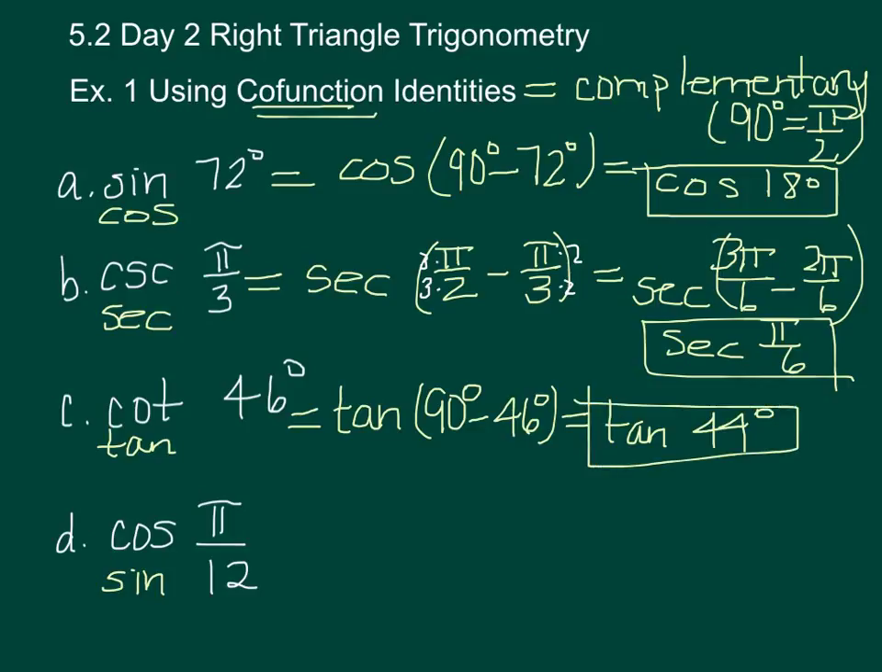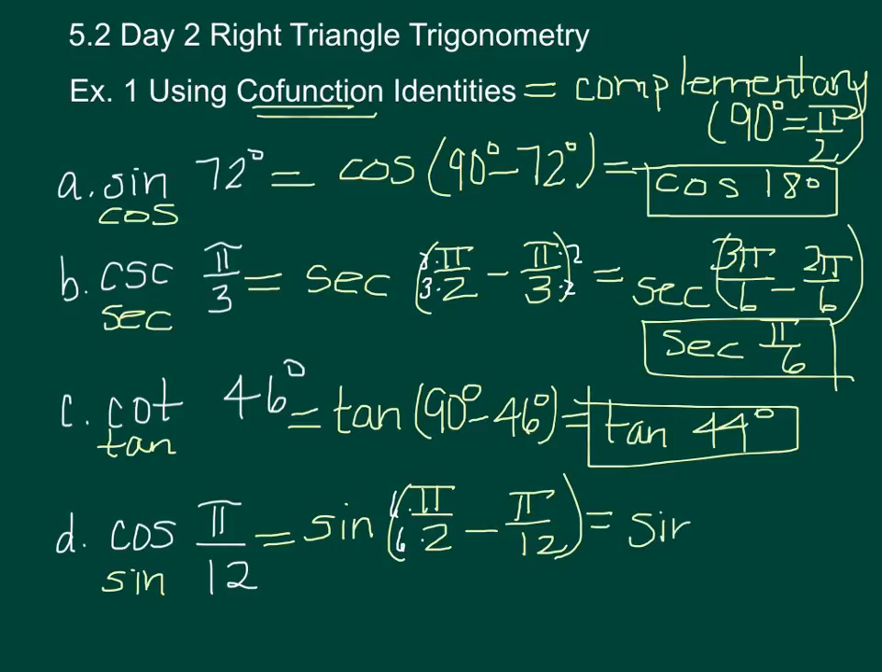And then the last one is cosine. Its complementary angle is sine. And this one's in radians, so we have to use pi over 2 for 90. We have to get a common denominator, so I'm going to multiply the first fraction by 6, and that'll give me my common denominator. So sine 6 pi over 12 minus 1 pi over 12 gives me sine 5 pi over 12.